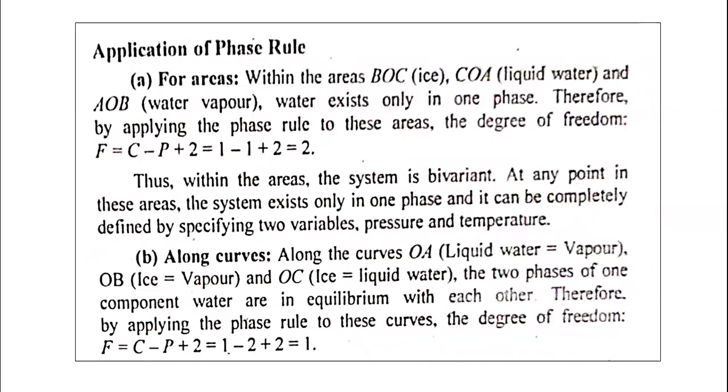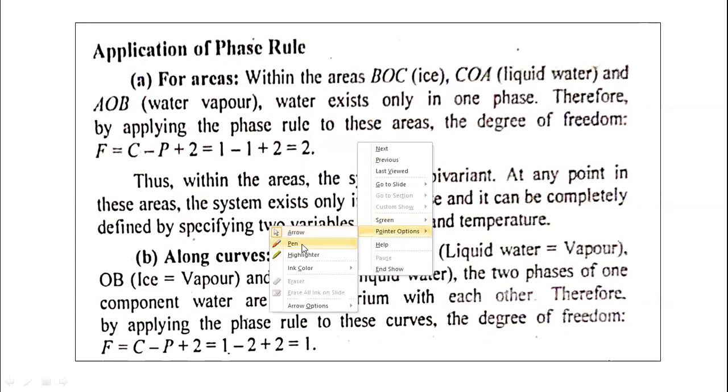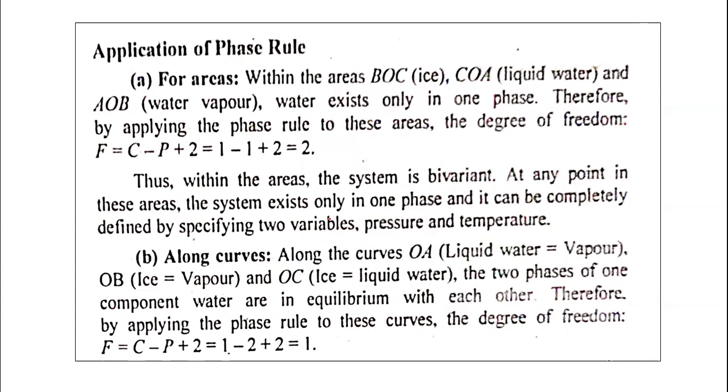Now let us apply the phase rule to the three parts of the phase diagram. First, for areas. We know that within the areas there is only one phase. Three areas are there, but in each area only one phase is there. So P equals 1 in the areas. You can take any area here, P equals 1.